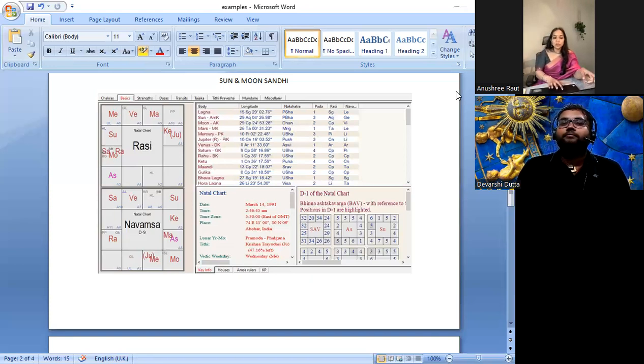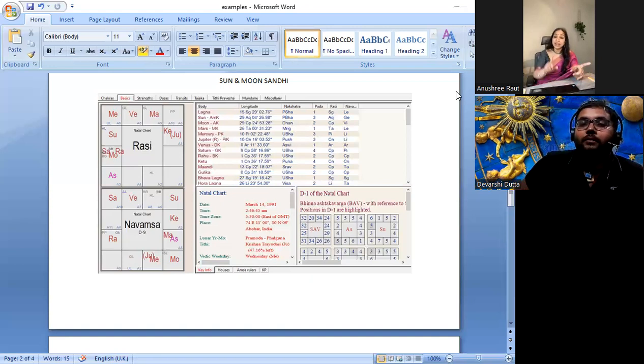So Moon is in Sandhi here also, Atmakaraka at 29. You have to let go. What do you let go? Baby. Uterus. So with a uterus issue, you have to abort. Then the mother is not well.